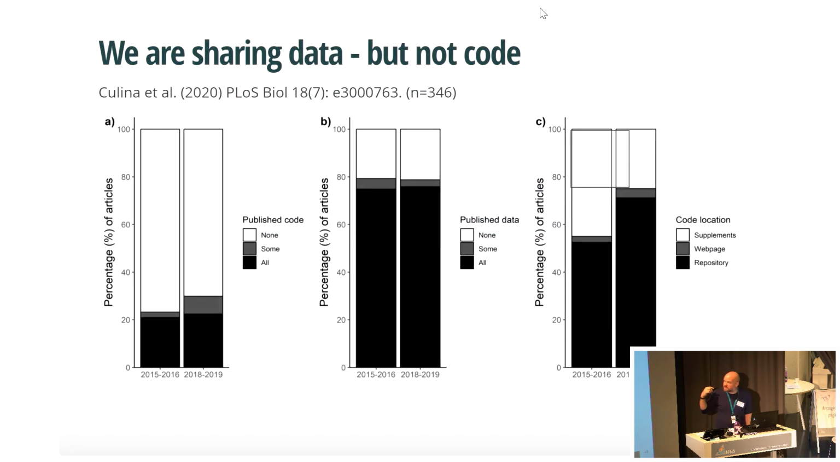Erlen mentioned a few papers that have come out recently. This one's very recent, and you can see that actually we are sharing data. So we're doing well. Of 346 papers they looked at, roughly 80% had shared data. When you look at the code, it's less good, but it is improving slightly. So about 30 or 40% of the code is being shared.